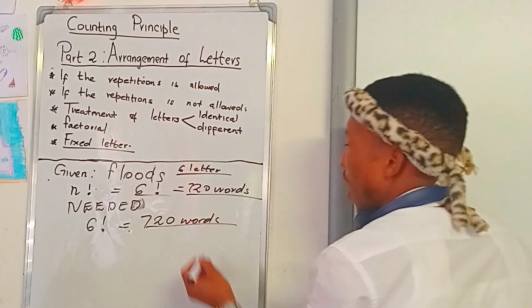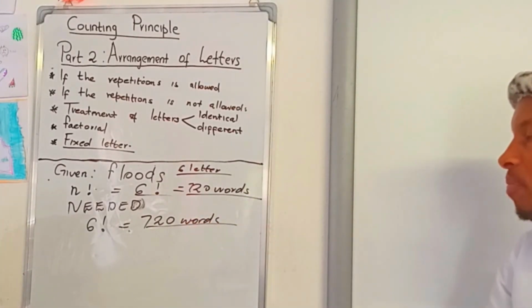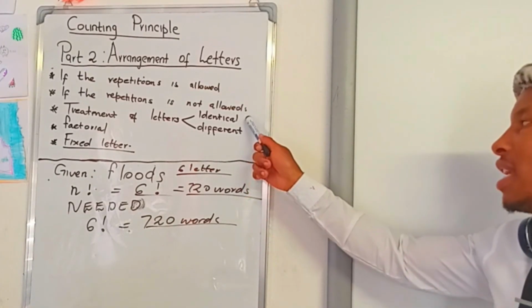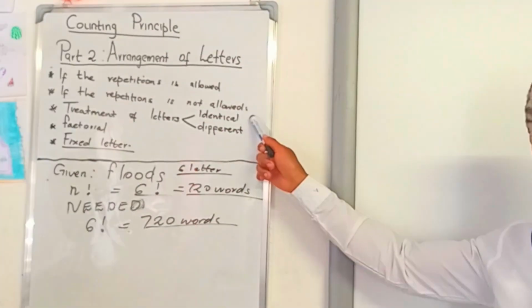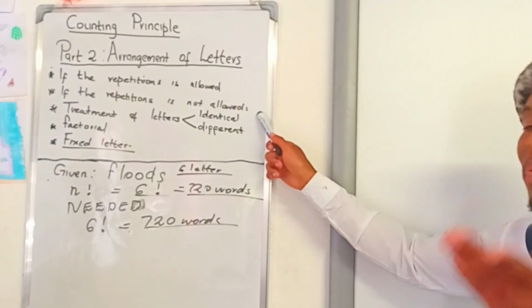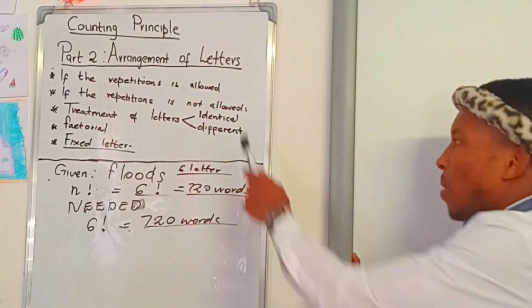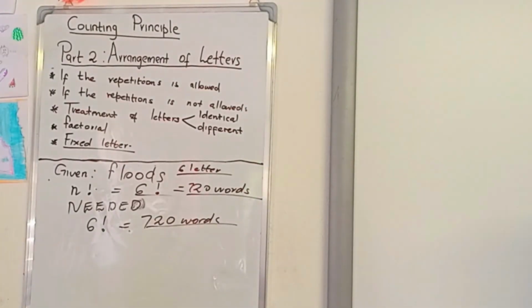All right. Therefore, we call it a treatment of letters as identical or different. Then we use factorial: the number of letters factorial, divided by the factorials of the numbers of letters that are repeated. Then you multiply them. That's the formula we normally use for these two treatments. All right, let's look at factorial now.